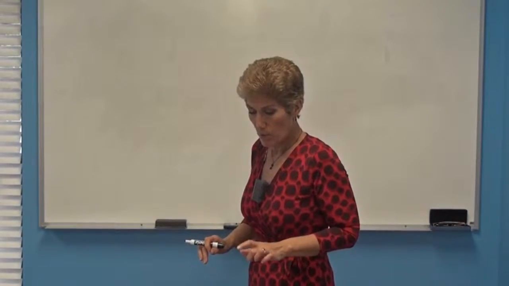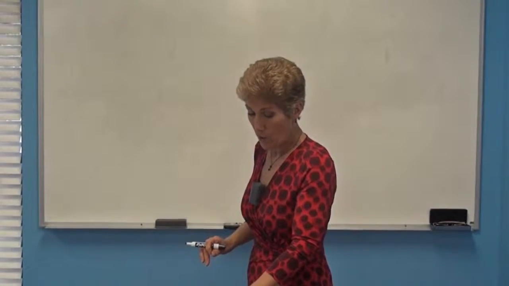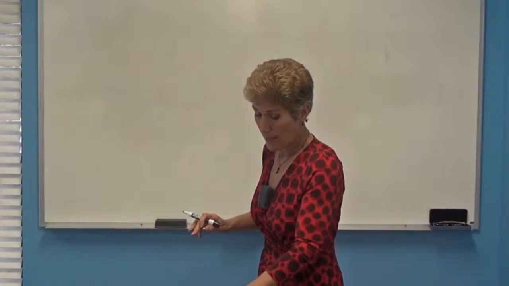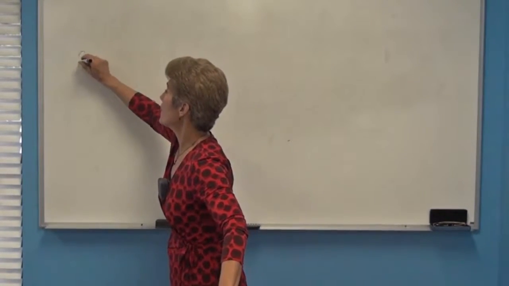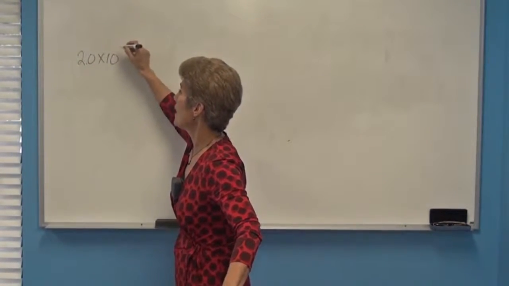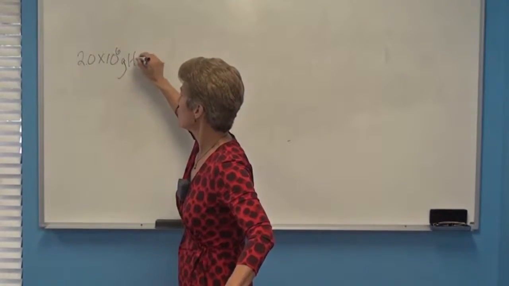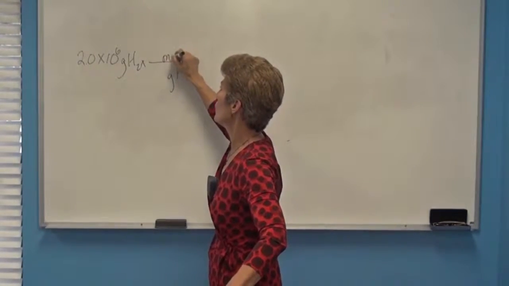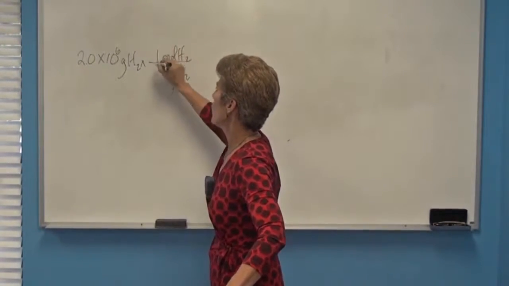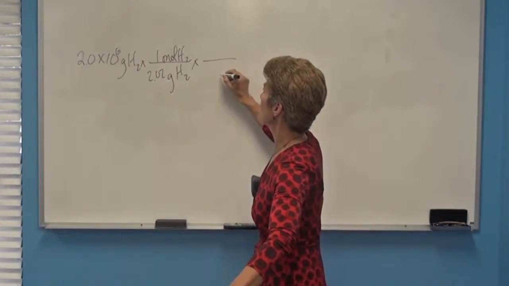Number 3, how many grams of WO3 would be used in the above reaction under the conditions specified? Okay, well, let's go back. Under the conditions specified, we already had 2.0 times 10 to the 6th grams of hydrogen, and we already had the grams of hydrogen to the moles of hydrogen, 1 over 2.02. But this time we're going to do something different.